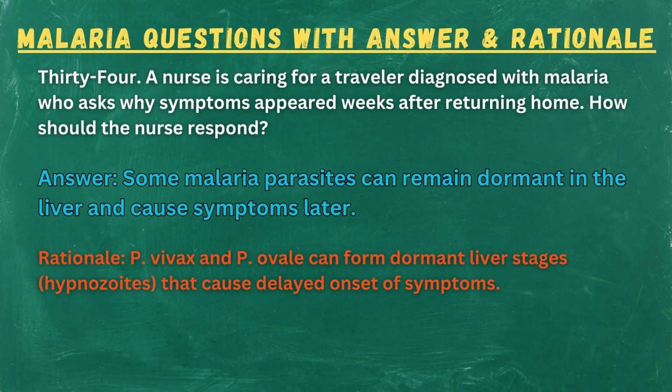34. A nurse is caring for a traveler diagnosed with malaria who asks why symptoms appeared weeks after returning home. How should the nurse respond? Answer: Some malaria parasites can remain dormant in the liver and cause symptoms later. Rationale: P. vivax and P. ovale can form dormant liver stages, hypnozoites, that cause delayed onset of symptoms.